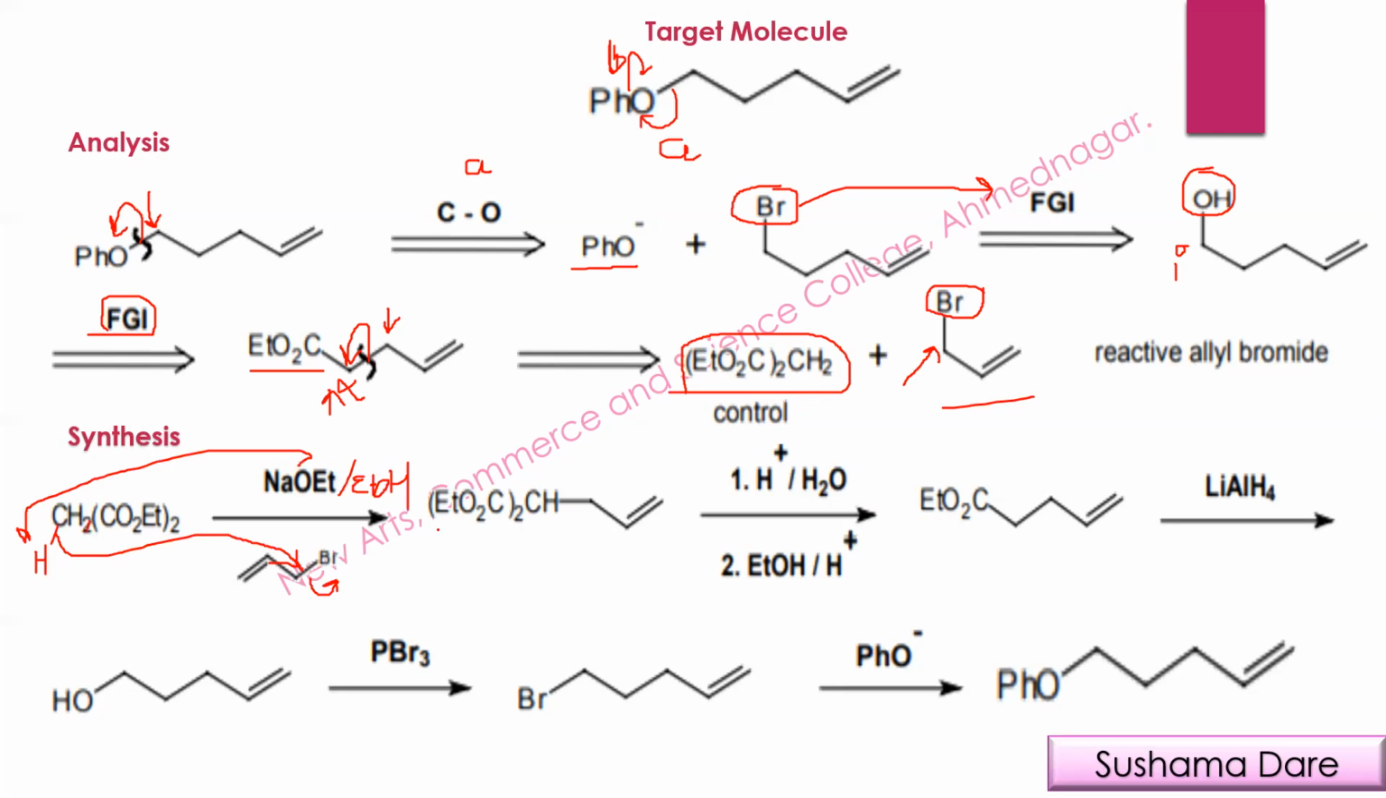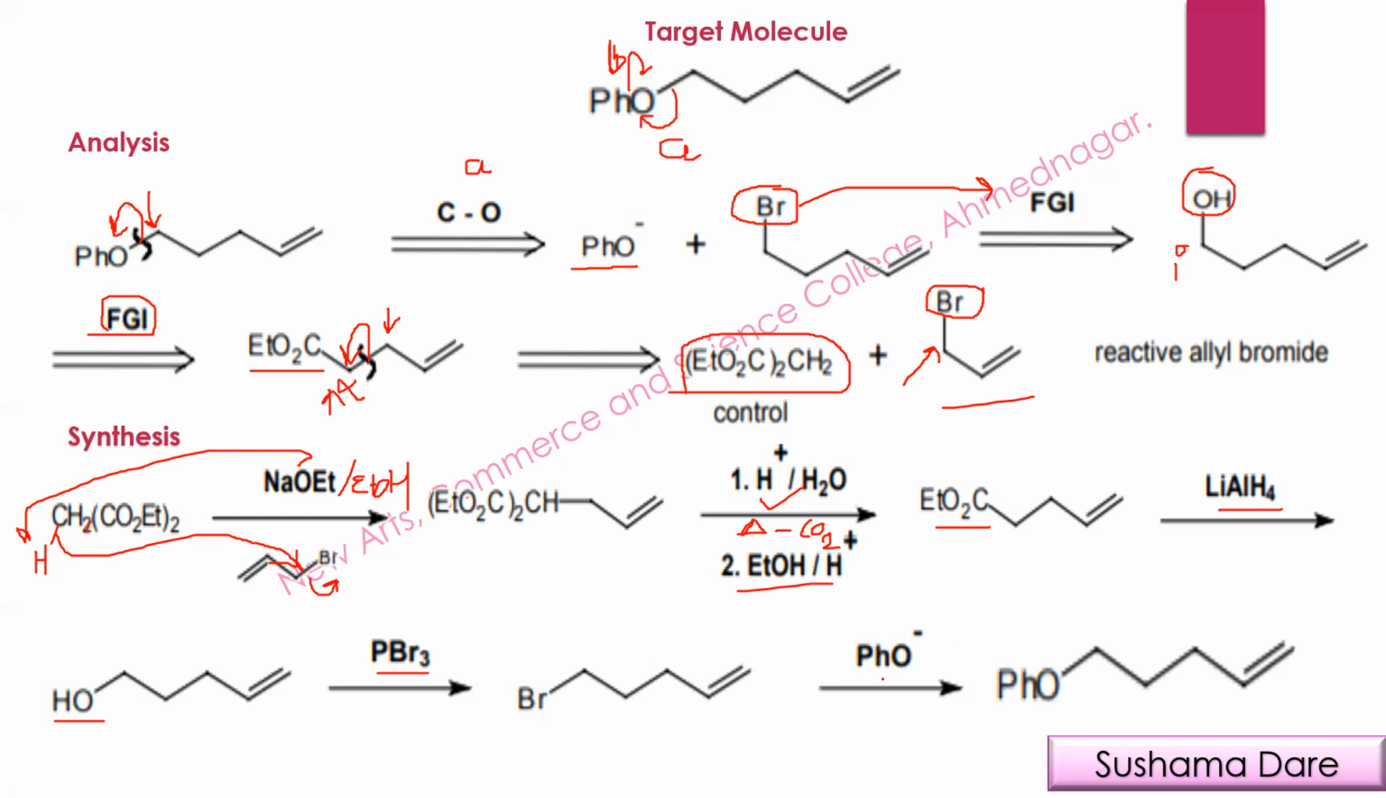After this, you don't want two ester groups. So acid hydrolysis: after acid hydrolysis, both the groups are converted to COOH, and then the next step is heating. Due to heating, there is loss of CO2. After decarboxylation, the next step is esterification, which gives us back the ester group. Now that ester group is reduced by lithium aluminum hydride to CH2OH. Now this OH is replaced by Br, and the reagent used for this is PBr3.